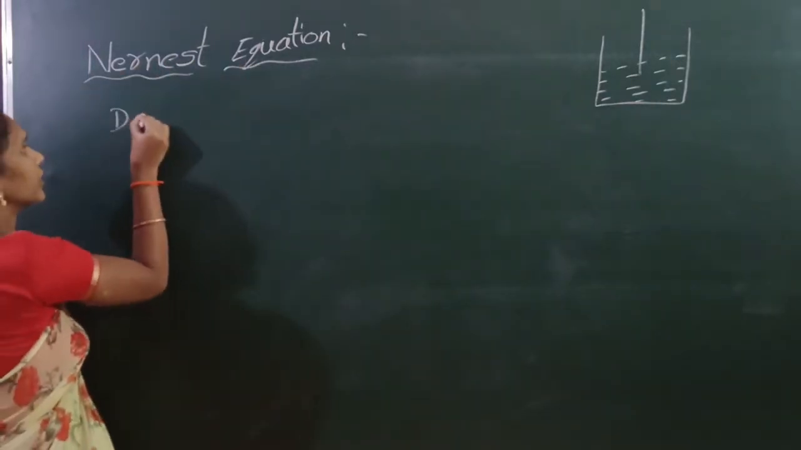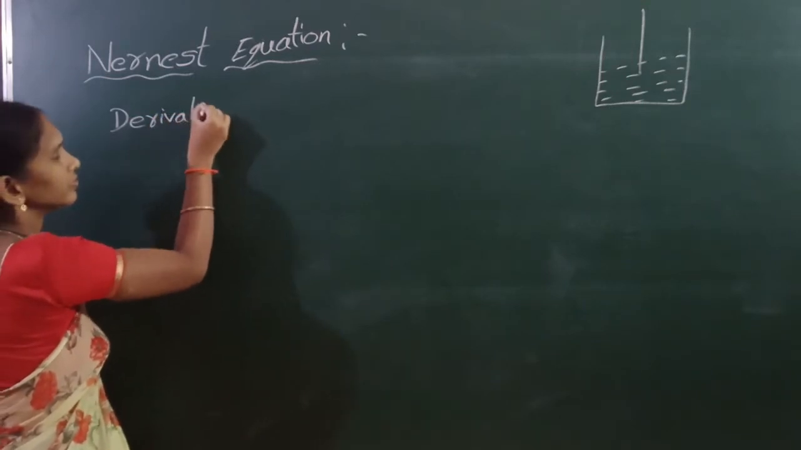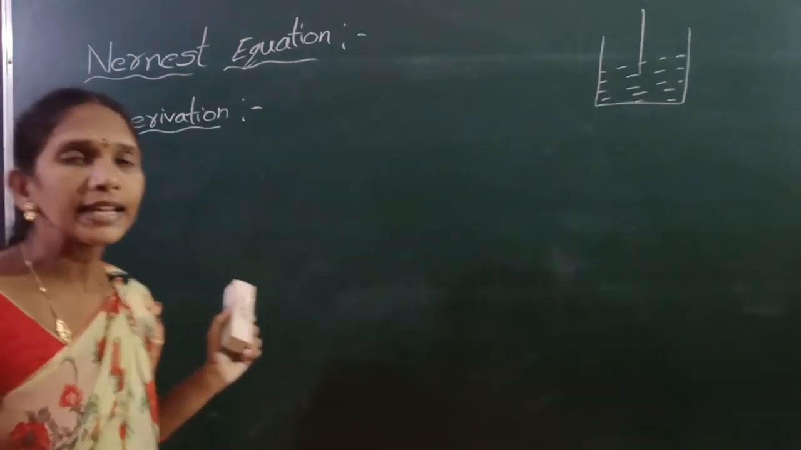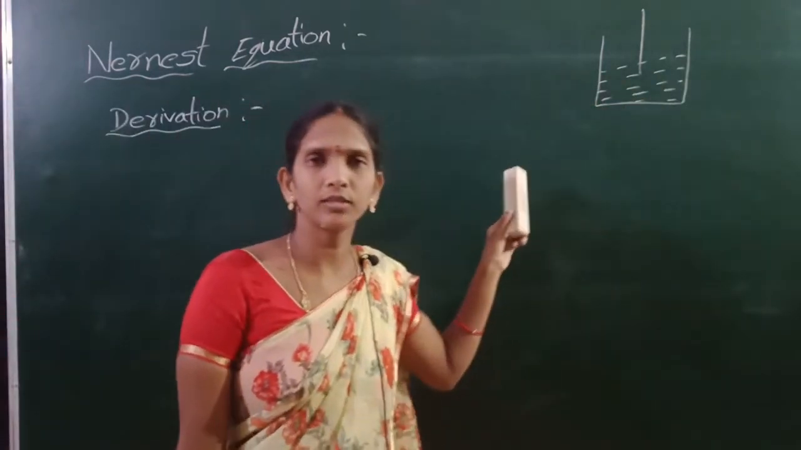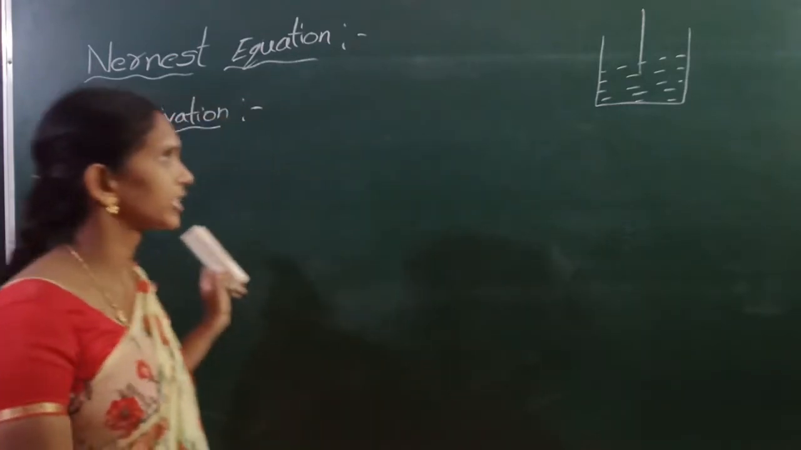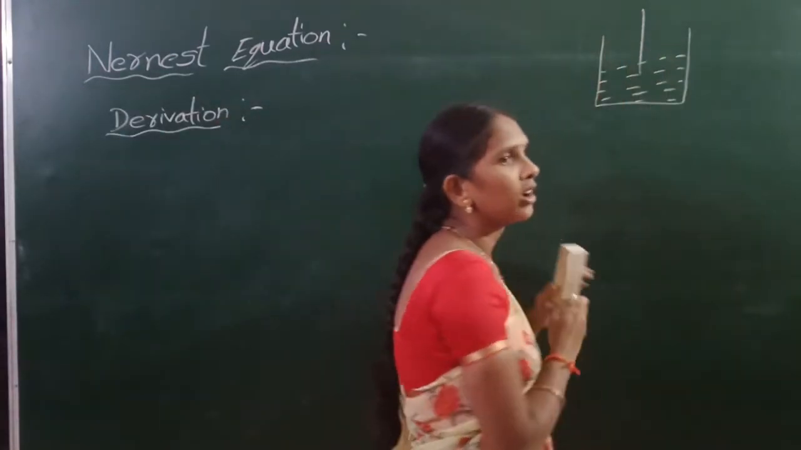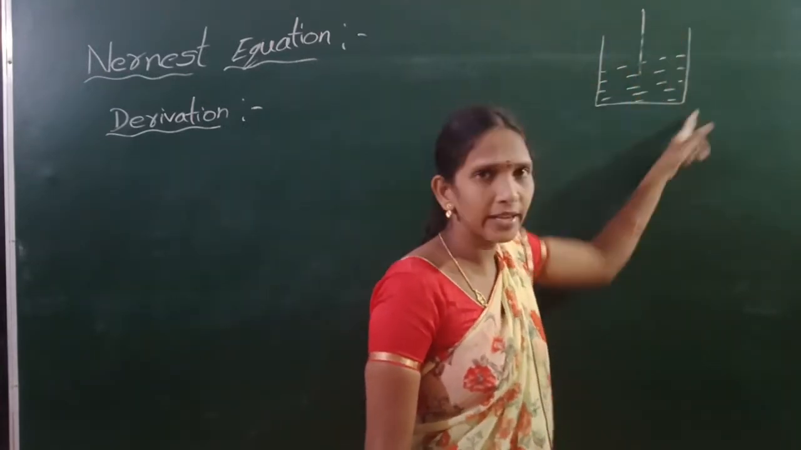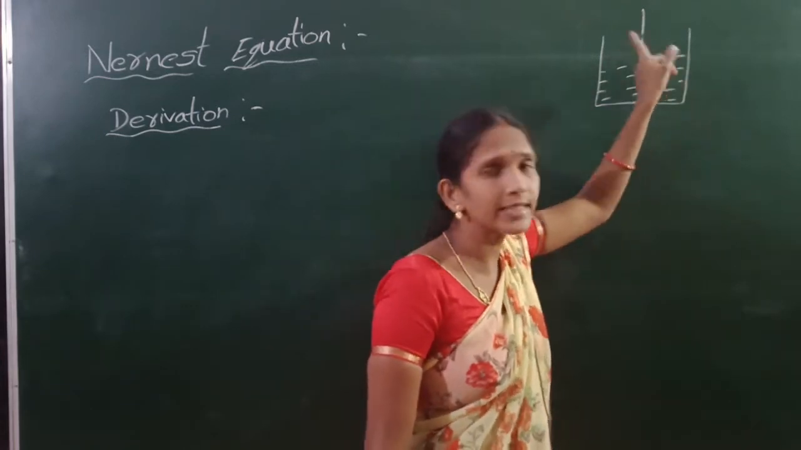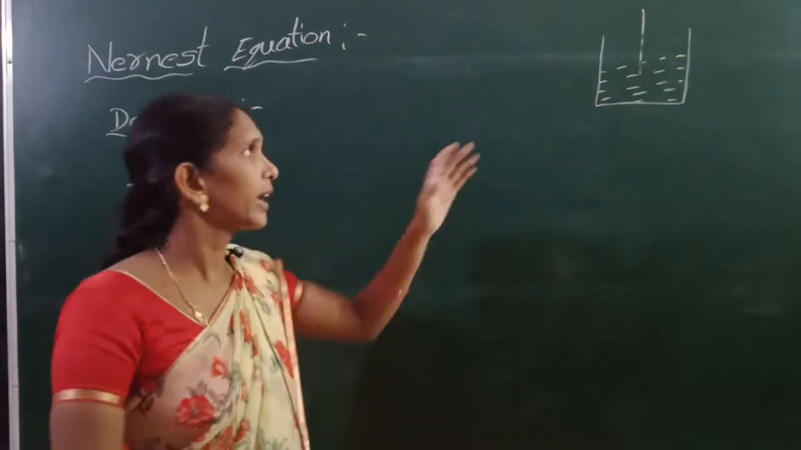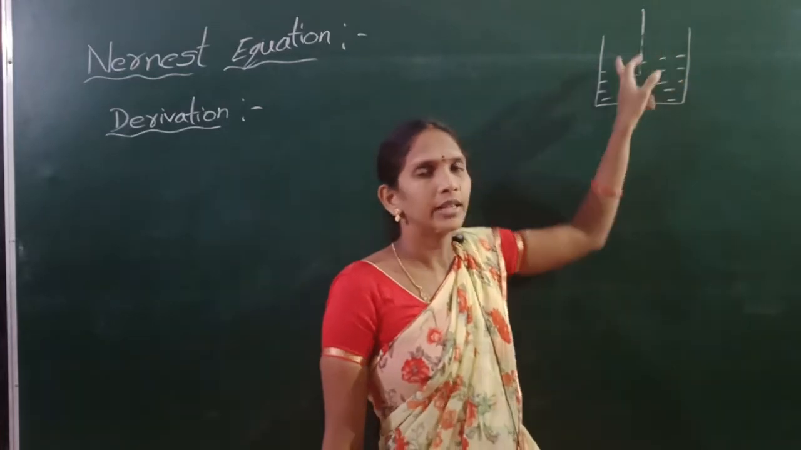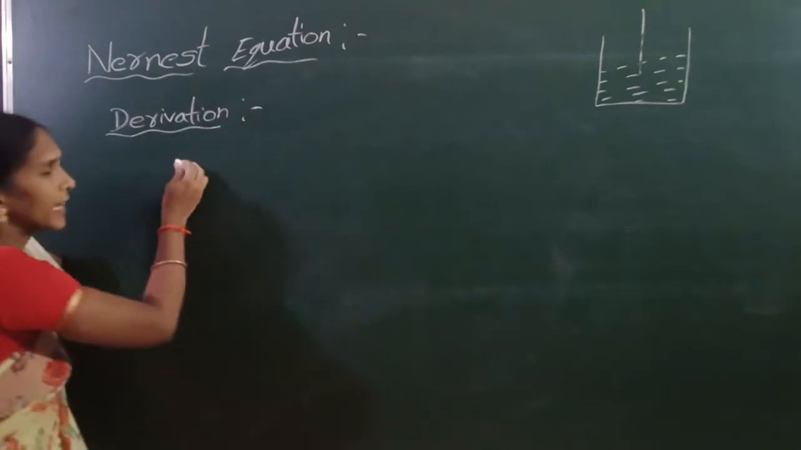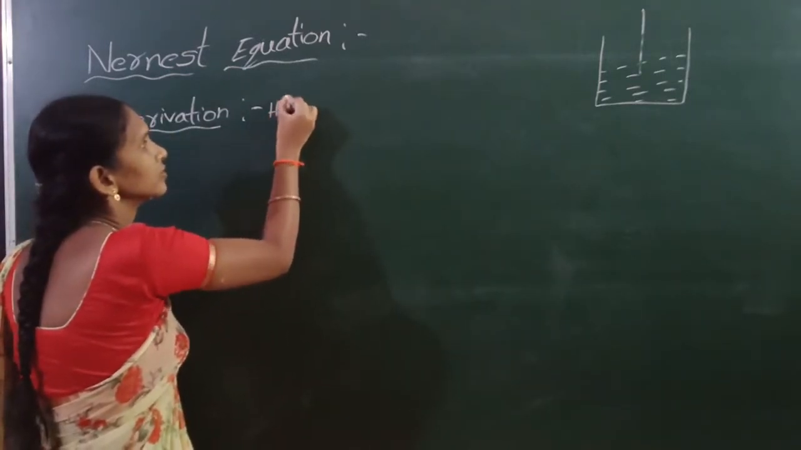Next, derivation of the Nernst equation. Consider the half-cell reaction. A half-cell means one electrode is present and this electrode is dipped in a solution containing its ions. Here, a copper electrode is dipped in copper sulfate solution.